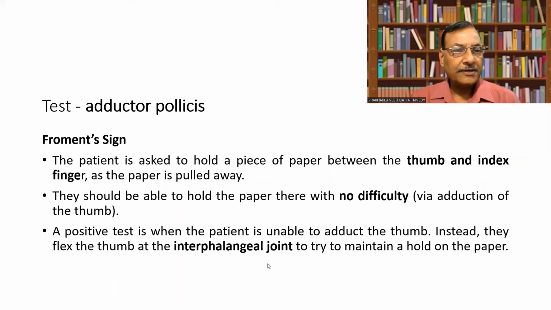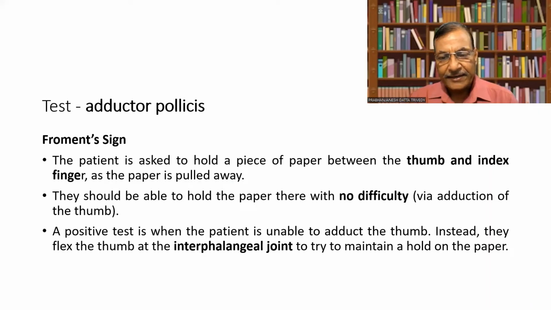So we will start testing the individual muscles. How to test the adductor pollicis? It is the Froment sign. The patient is asked to hold a piece of paper between the thumb and the index finger, and the paper is pulled away by the examiner. In a normal case, they should be able to hold the paper without any difficulty. What will happen if they are unable to hold it?